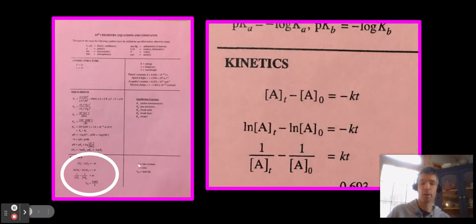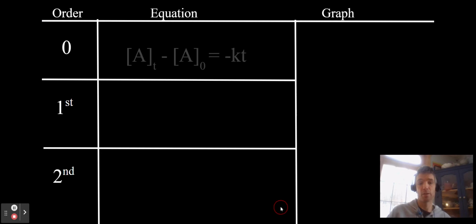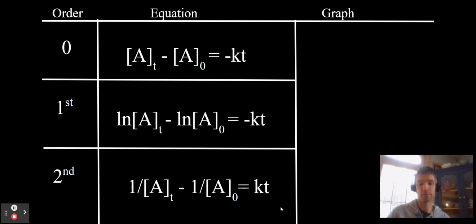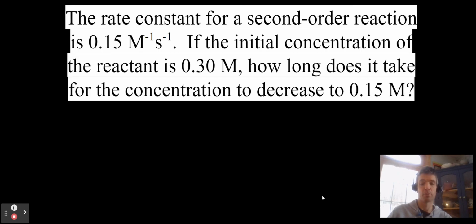Now remember, here are the equations that we're using on the reference sheet for the AP exam. These three. This is 0, first, and second order. And these are the equations written out. I just said it, and those are the graphs that go with that. Should all be review.